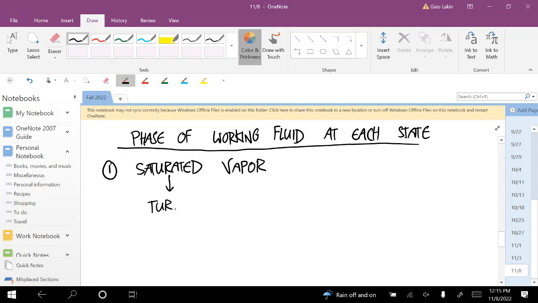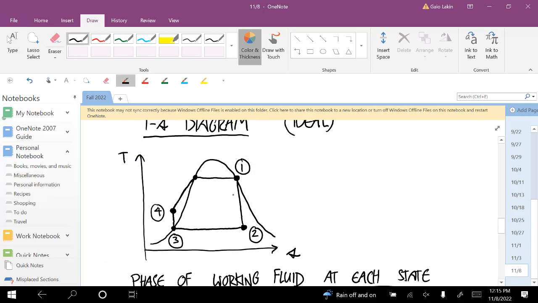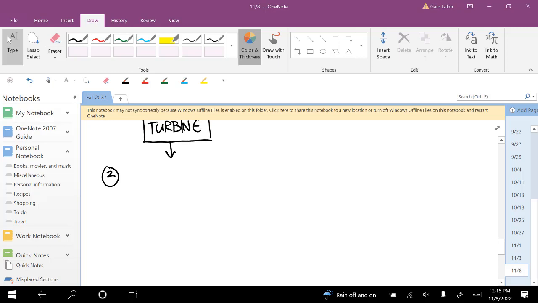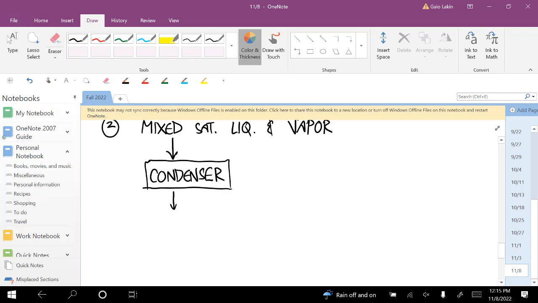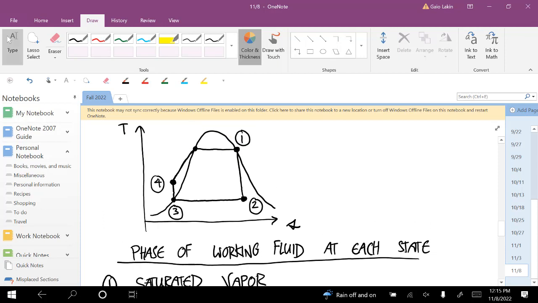And from there, it goes through the turbine. And when it comes out of the turbine, we're at state two. So what's the phase at state two? Saturated of a certain quality. That's right. So mixed, saturated, liquid, and vapor. Then it goes to the condenser. And it comes out of the condenser at state 3. So what's the phase of the water at state 3?